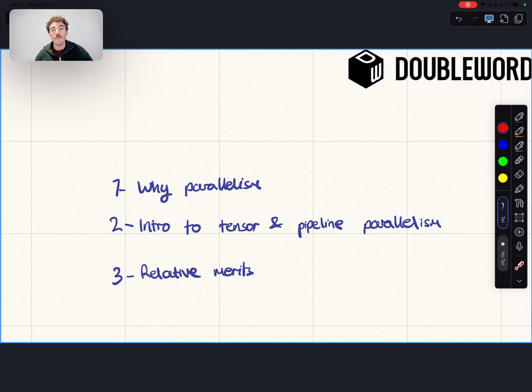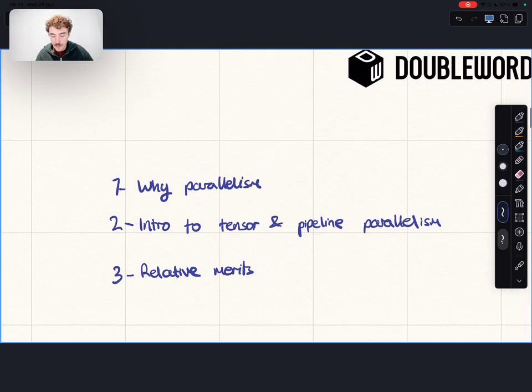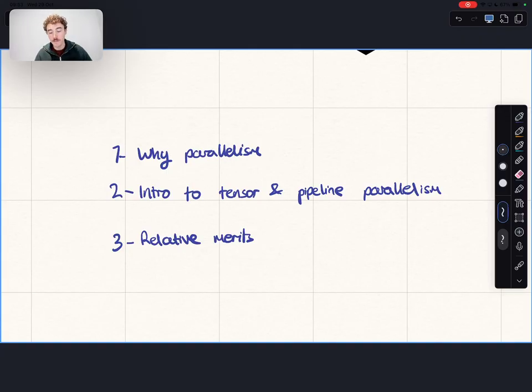We're going to be talking about model parallelism. In this video, we're going to talk about three things. We're going to talk about what model parallelism is and why you would use it. We're going to give an introduction to the two most common forms of parallelism that you see in inference workloads, tensor and pipeline parallelism. And then we're going to talk about their relative merits and which one you choose in which situation.